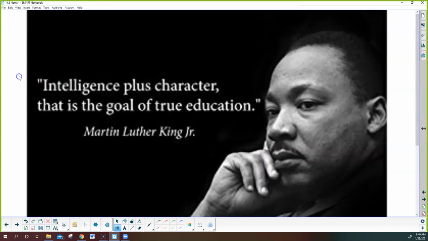All right, I love this quote: "Intelligence plus character, that is the goal of a true education." Right? So we're trying to teach you. It's harder from distance learning, but we're trying to teach you how to be and how to think creatively and basically gain intelligence. But we're also teaching character, and that goes on the side of your ownership of your own work too.